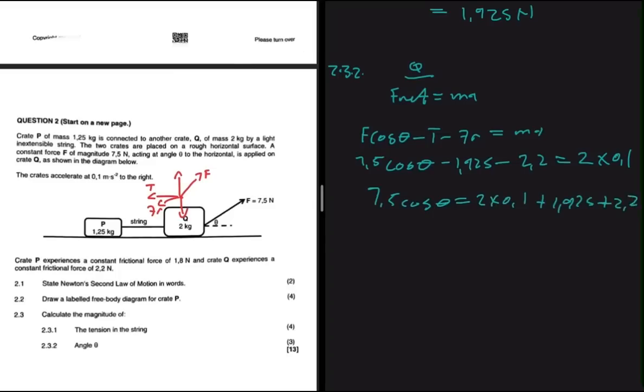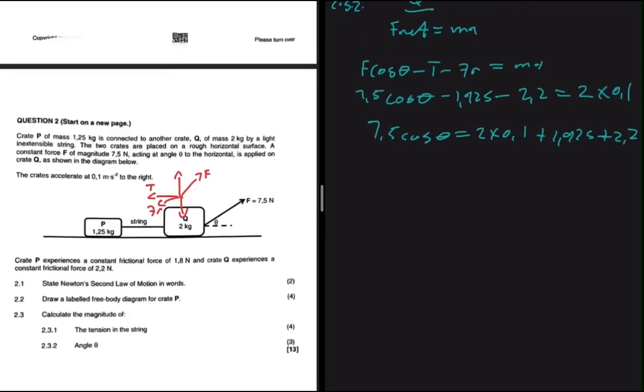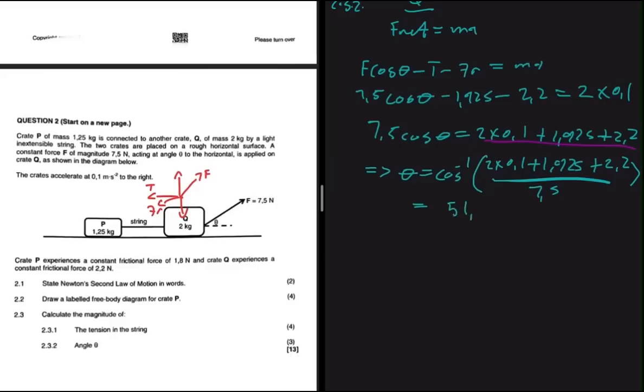We're making cos of theta the subject of the formula. So now it should be easy to see that theta will be equal to cos inverse of (2 multiplied by 0.1 plus 1.925 plus 2.2), everything divided by 7.5. Obviously this is more messy, right? It will be cleaner if you put this in your calculator first, but I'm just gonna do what I feel like doing. So theta should be equal to 51.93 degrees, right? And that's how we solve that problem there.